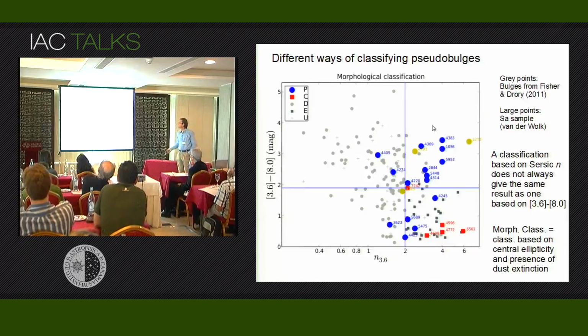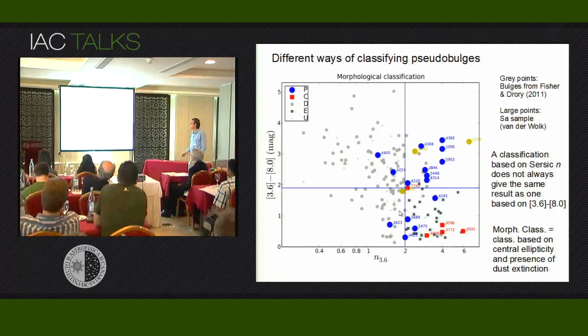And if you do this in 3.6 minus 4.5, you see indeed also the same thing, that there's a few objects without any star formation and all the rest is going up, and then out here you start seeing the AGNs.